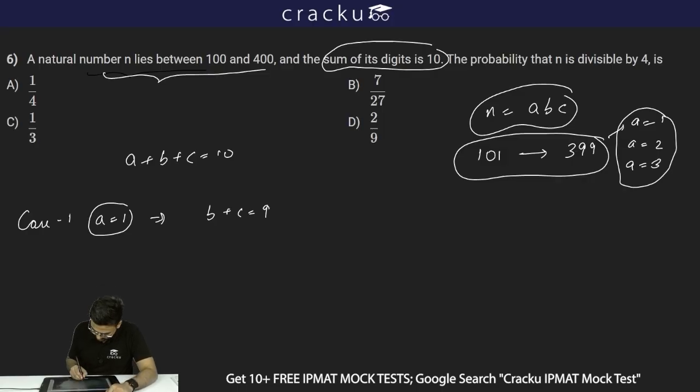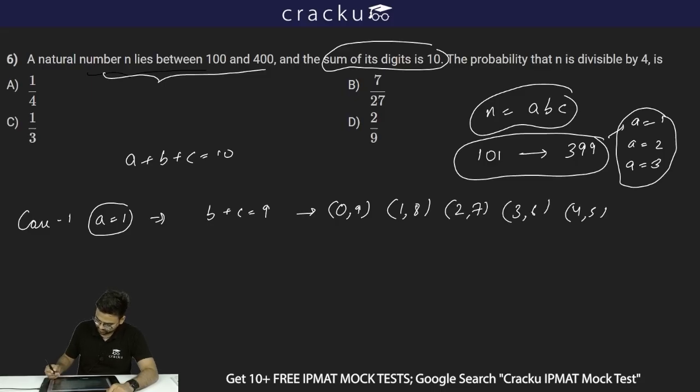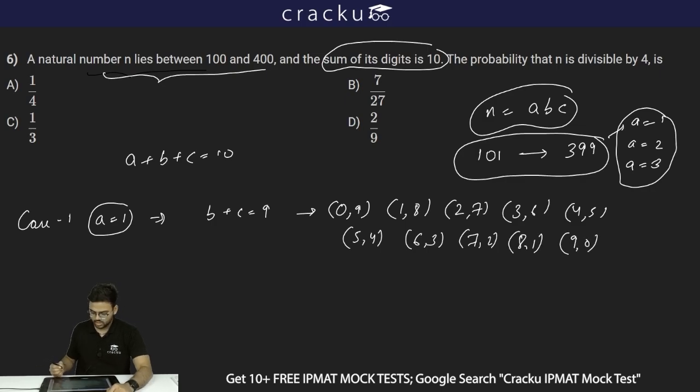So what are the possible values for b comma c? B can be 0, c can be 9. Or b can be 1, c can be 8. B can be 2, c can be 7. B 3, c 6. B 4, c 5. Then we have 5 comma 4, 6 comma 3, 7 comma 2, 8 comma 1 and 9 comma 0. So if we count, there are in total 10 cases.